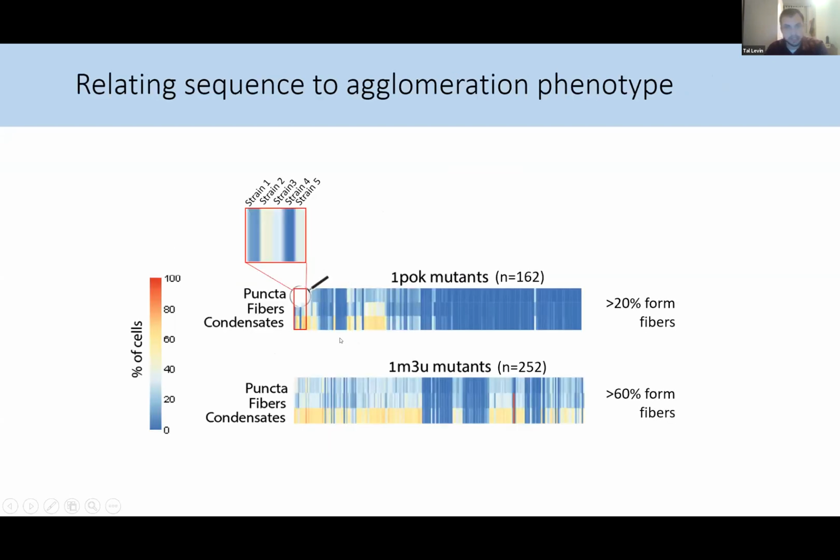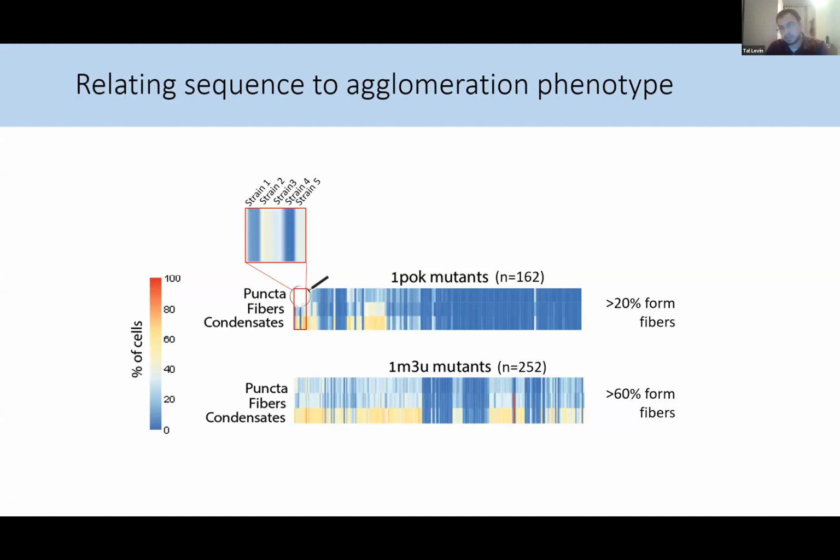For these 2 proteins, 1POC and 1M3U, we see that many different mutations were able to induce fiber or puncta formation. In 1POC, we have here the number of different mutants, each depicting a different trio of amino acids. More than 20% were forming fibers. Here, each column represents a different mutant. And surprisingly, in 1M3U, more than 60% of them showed fibers. Seeing this was very prevalent.